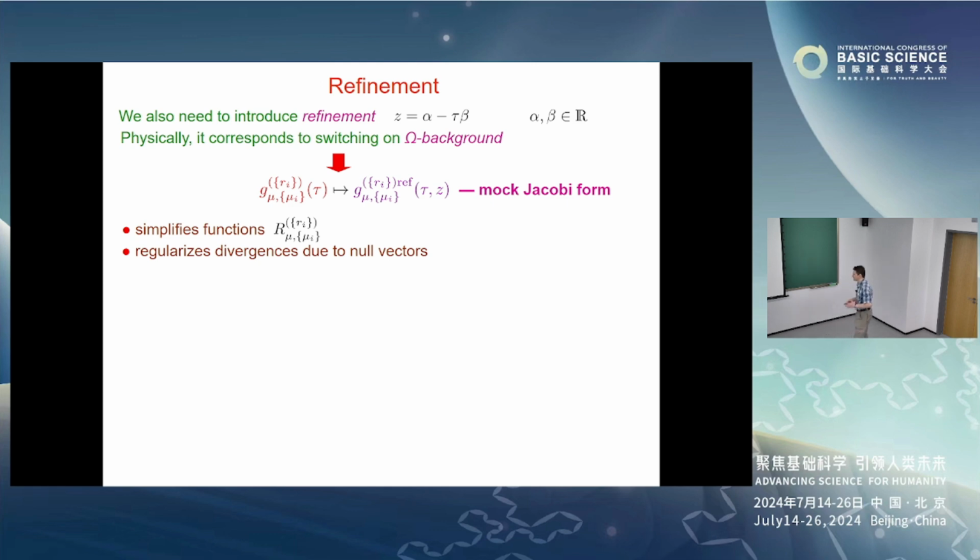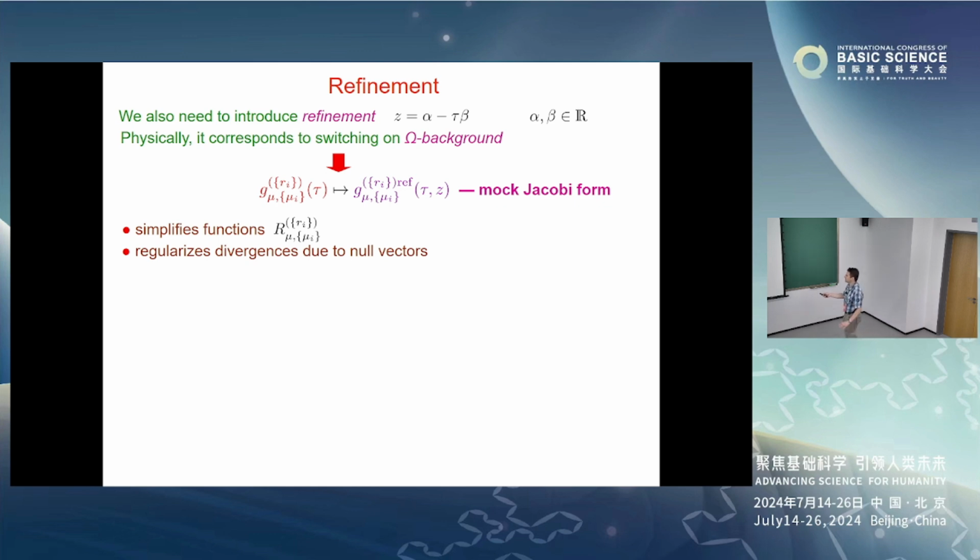To solve this problem, we actually need to introduce the refinement. Refinement means that we introduce an additional variable z, which physically corresponds to switching on the omega background. Well, for compact Calabi-Yau, this doesn't make much sense, but consider this as just a mathematical trick.